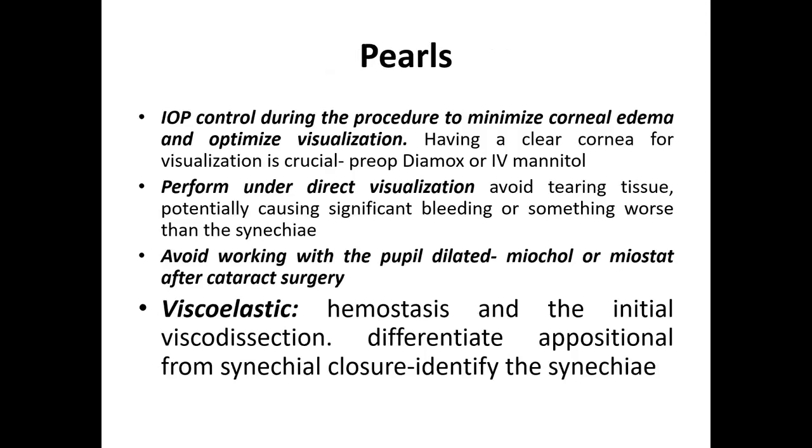Some pearls, a lot of pearls, a busy slide, but I'll just briefly touch on them because we're short of time. So pressure control is very important. The reason being your cornea should be clear. You have to have a very good view in order to do a good GSL. So you can give IV mannitol or Diamox preoperatively so that your cornea is sufficiently clear.